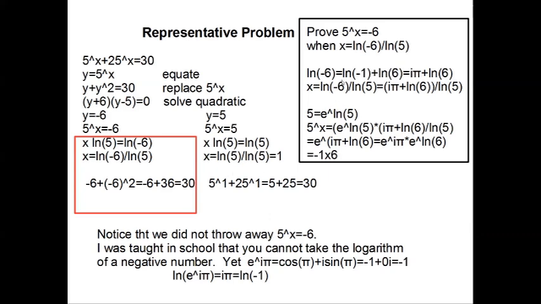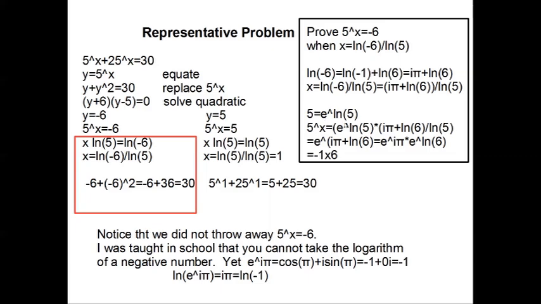Now let's look in more detail. The log of minus 6 is equal to log of minus 1 plus the log of 6. Okay, the log of minus 1 from Euler's formula is i pi. So the log of minus 6 divided by the log of 5 is i pi plus log of 6 divided by the log of 5, which now is convenient because we know from the definition of logarithms, or an exponent, that 5 is equal to e to the log of 5.